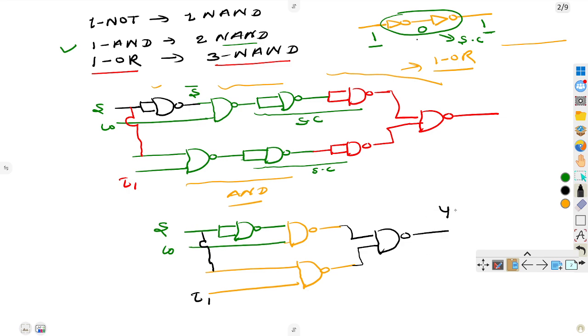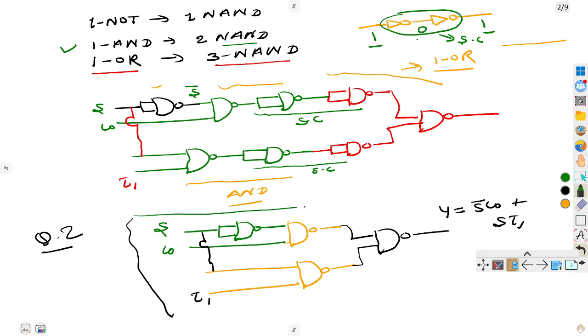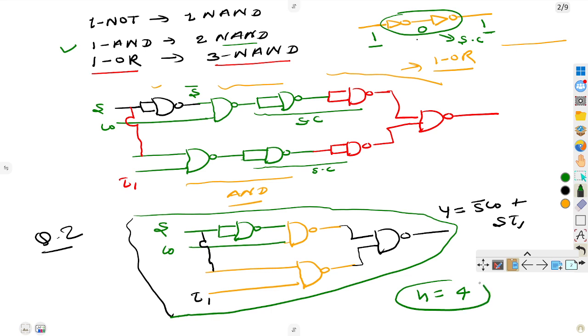So this is the AND OR implementation. Here you can write S complement I0 plus S into I1. So this is the complete answer of the part 2 question. This is the only two input NAND implementation of the 2 cross 1 mux. This is the famous interview question. How many NAND gates are required? Only 4 NAND gates, meaning the minimum number of NAND gates required.